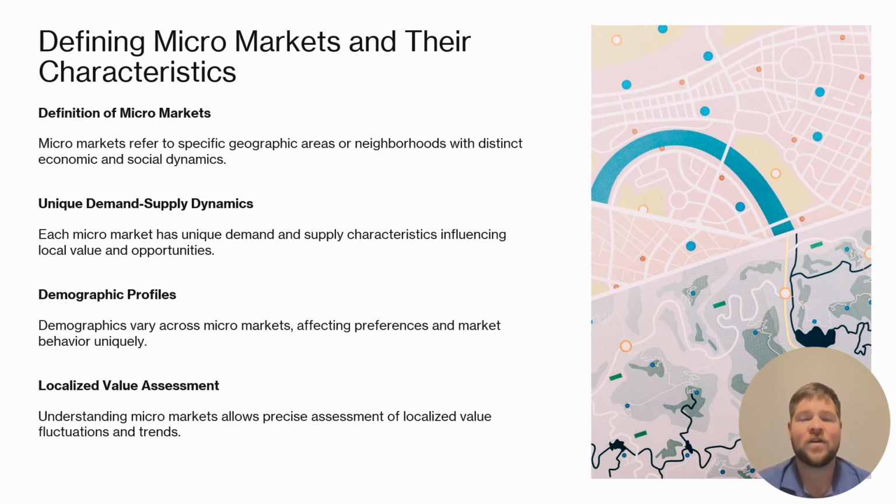Defining micro markets and their characteristics. So definition of a micro market. Micro markets refer to specific geographic areas or neighborhoods with distinct economic and social dynamics. Unique demand-supply dynamics. Each micro market has unique demand and supply characteristics influencing local value and opportunities. Demographic profiles. Demographics vary across micro markets, affecting preferences and market behavior. Localized value assessment. Understanding micro markets will allow precise assessment of localized value fluctuations and trends.